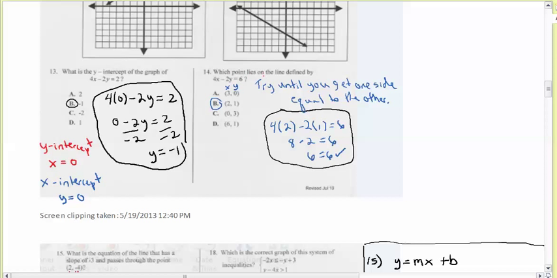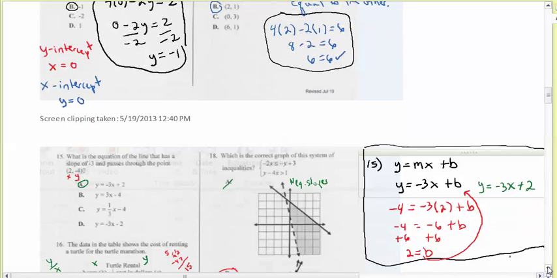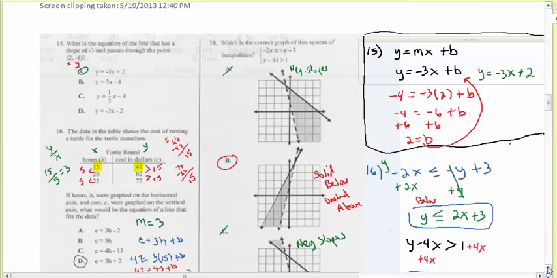Okay, which point lies on the line defined by, and here's the equation. Here are your x values, your y values, and what you need to do is plug each of these in, or substitute them in for the x and the y, until you find one that is true. So I chose the second one. I did the first one in my head. I chose the second one to write down. So then I had 8 minus 2, which is 6. They're equal to each other, so that's where I got letter B. Okay, number 15.